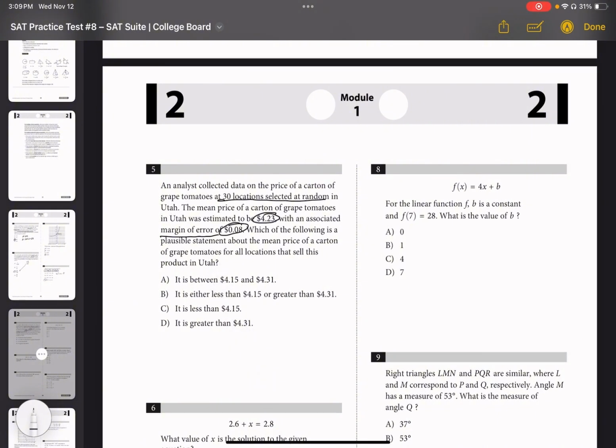Okay, so remember, margin of error gives the range that the value can be within. So this will be 4.31 and 4.15, just because this value of 4.23 has a margin of error of plus or minus 0.08. Because when it says margin of error, it's above and below. So looking at our answer choices, it is greater than $4.31. That's not very plausible because it's most likely going to be within this range. It's not below that $4.15 lower benchmark, and it is not less than or greater than that. Most plausible choice is between $4.15 and $4.31.